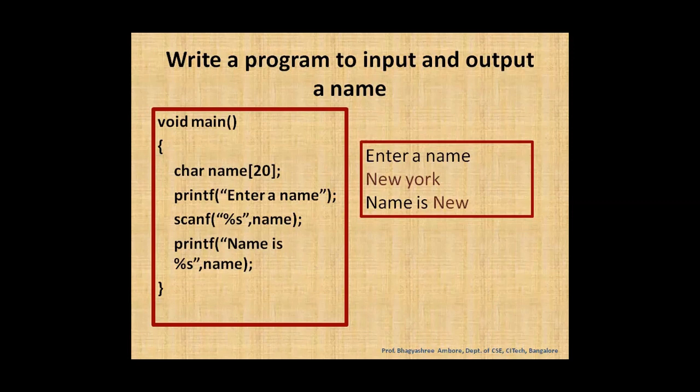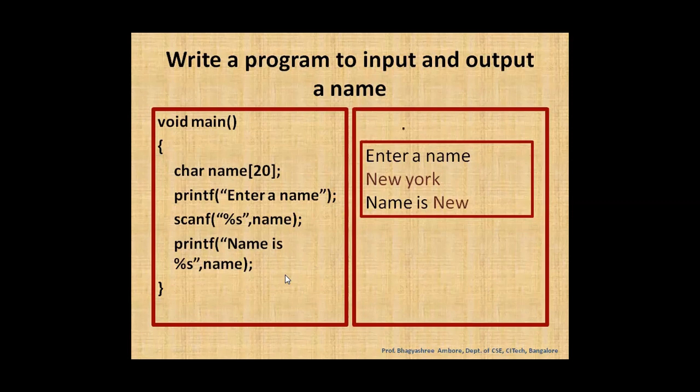Similarly, whenever scanf finds the first white space, it separates them as two different values. In this case also the same thing has happened: New, space, York. When it finds the space, it thinks that you have entered two values. So it scans only the first value, reads it into name, and prints the name. So I hope this is clear.